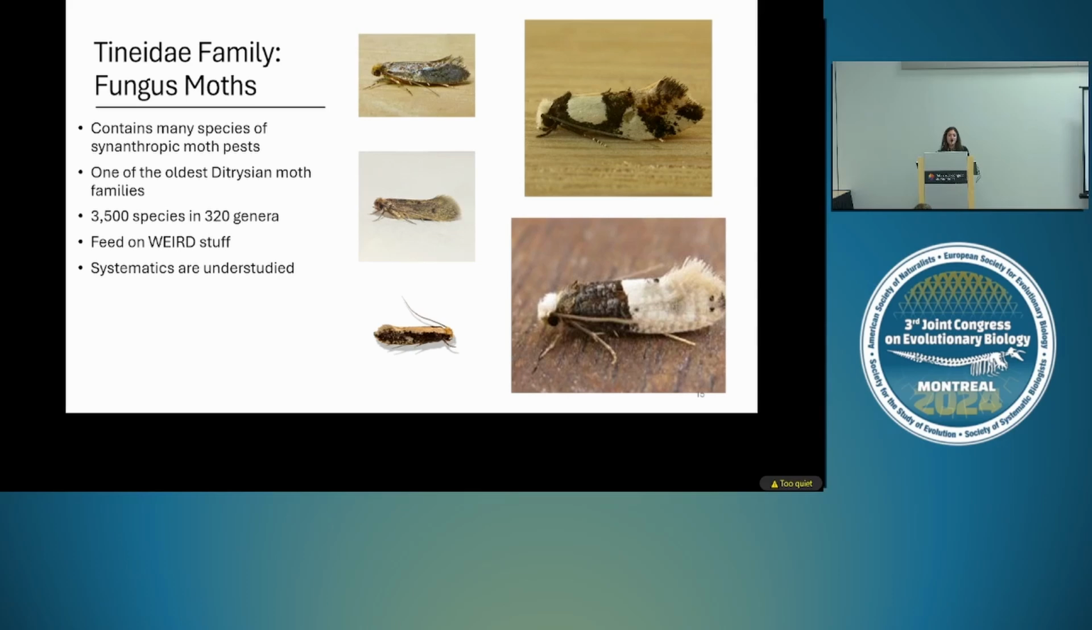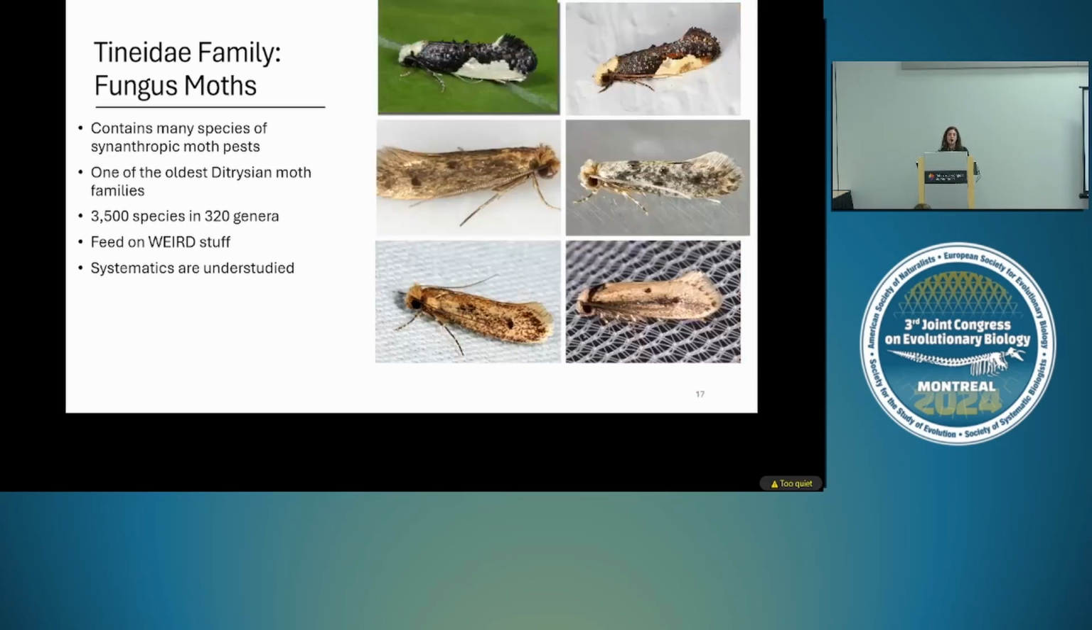But the systematics are really understudied, so we have this huge knowledge gap about this family because they are really, really small. They're micromoths, and also they are so cryptic, and they're really hard to tell apart phenotypically. So a lot of them, these are all different species, and some of them are different genera, but they look really similar to one another.